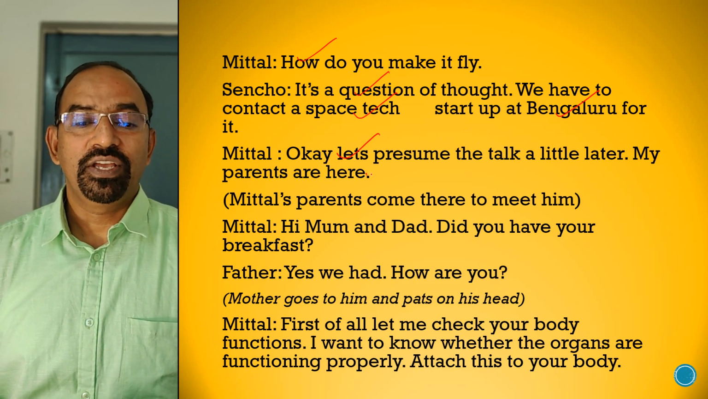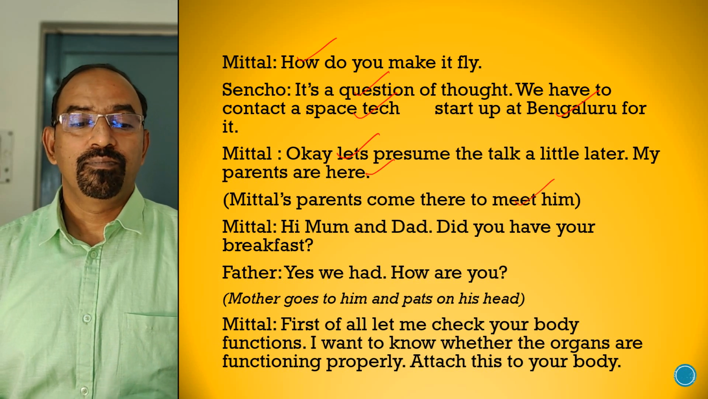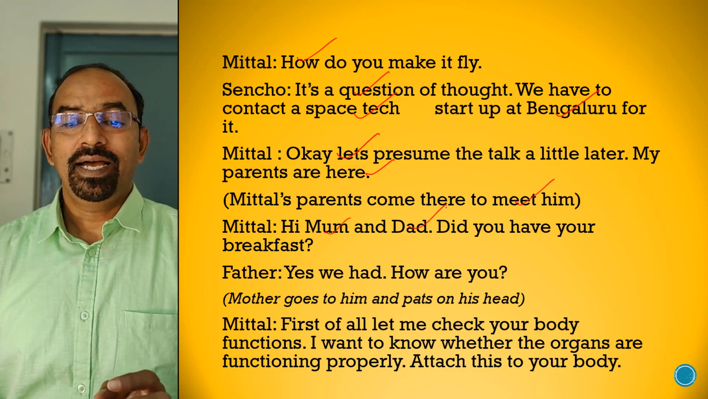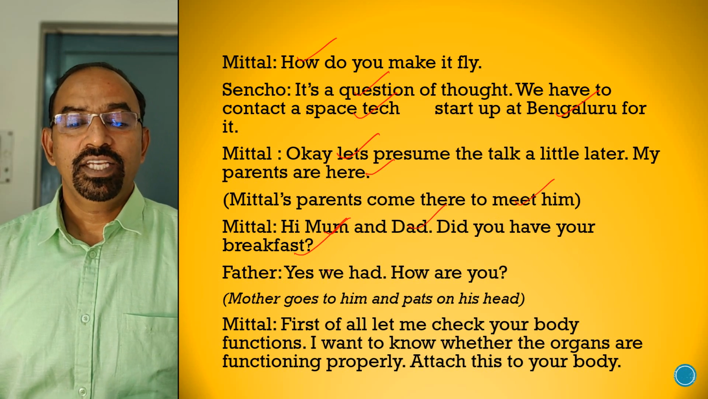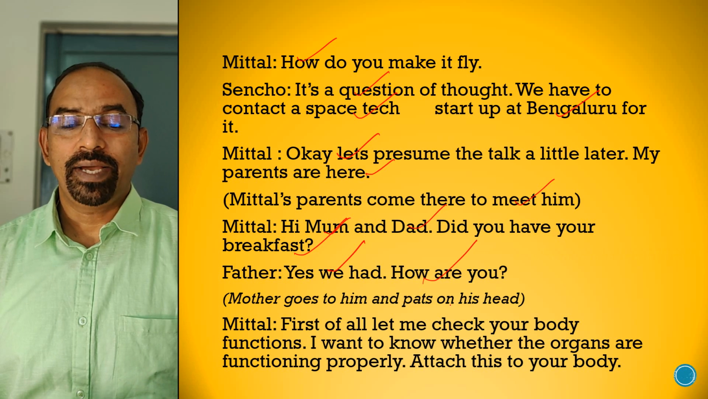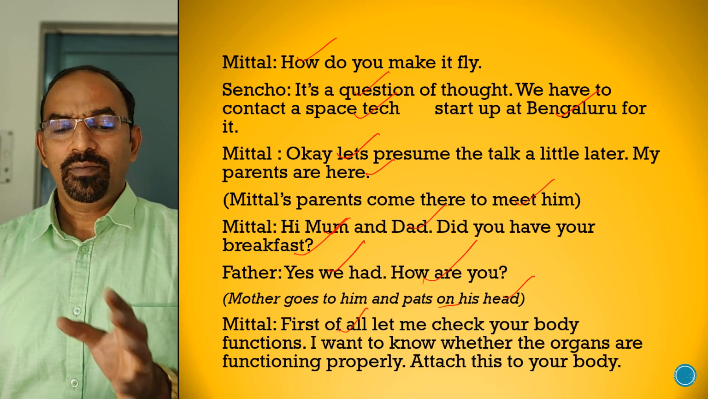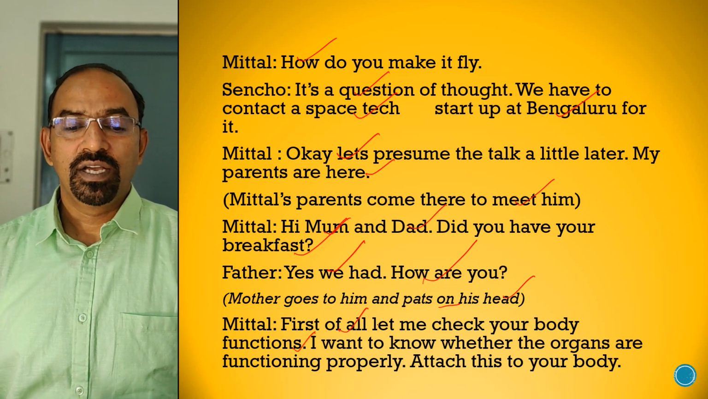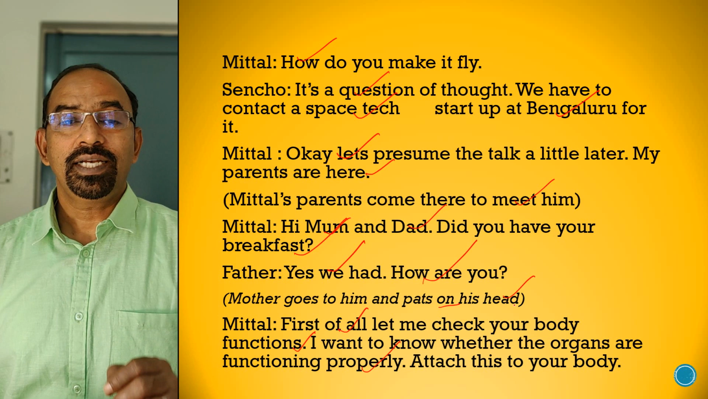My parents are here. Mittal's parents come there to meet him. Mittal: Hi Mom and Dad, did you have your breakfast? Father: Yes, we had. How are you? Then mother goes to him and pats him on the head. Mittal: First of all, let me check your body functions. I want to know whether the organs are functioning properly. Attach this to your body.